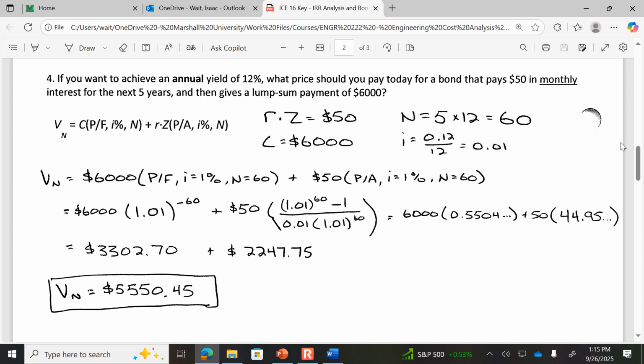So that tells you what the appropriate purchase price is for the bond in order to achieve a yield of 12% per year nominal. That's nominal because 12% per year is not taking into the effect of compounding. And so the interest rate per period was 1%.